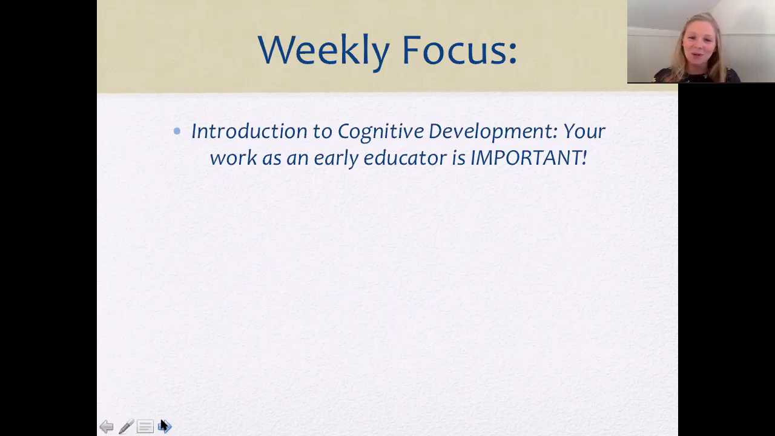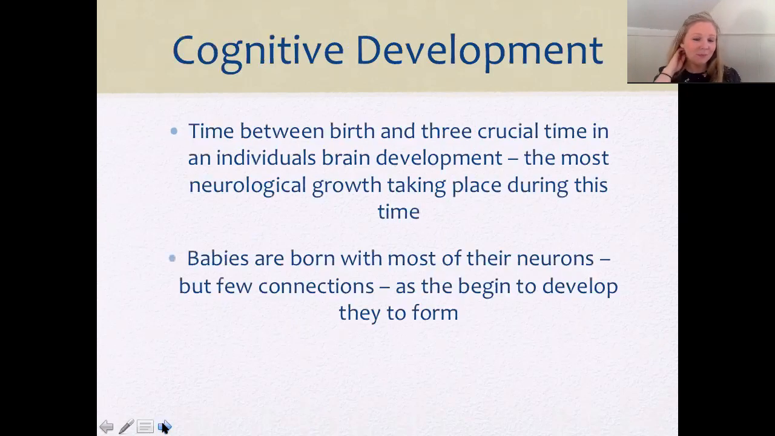So your work is important, and we're gonna talk a little bit about cognitive development today. We're just gonna go over a couple facts. So the time between birth and 3 is the most crucial time in an individual's brain development. The most neurological growth takes place during this time. I mean, that's amazing to me.